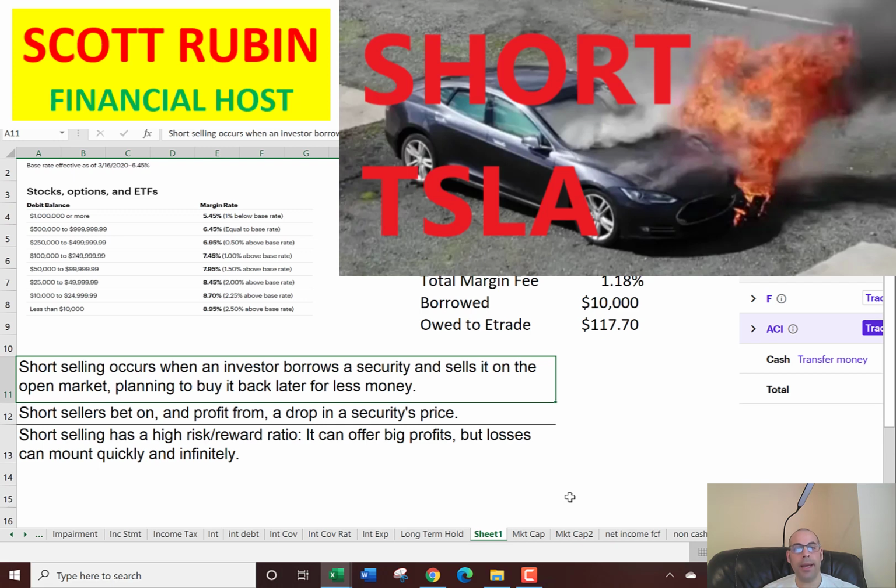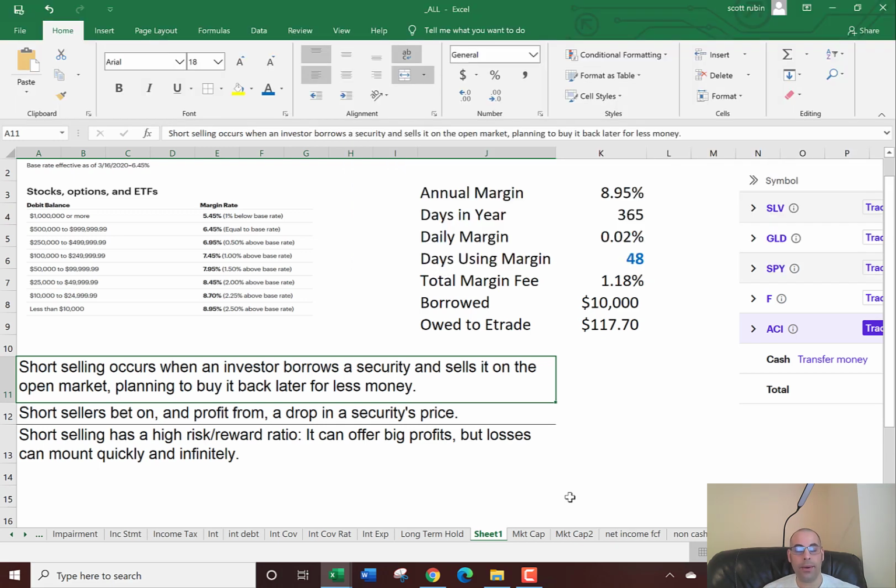So short sellers bet on a stock going down and make money when it does go down, but they lose money when it goes up. And that's the difference between longing and shorting. When you long, you just buy the stock and you hope it goes up. But when you short, you hope it goes down.